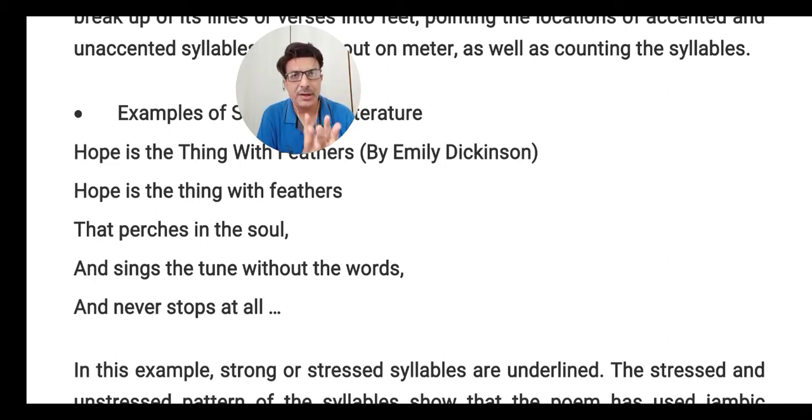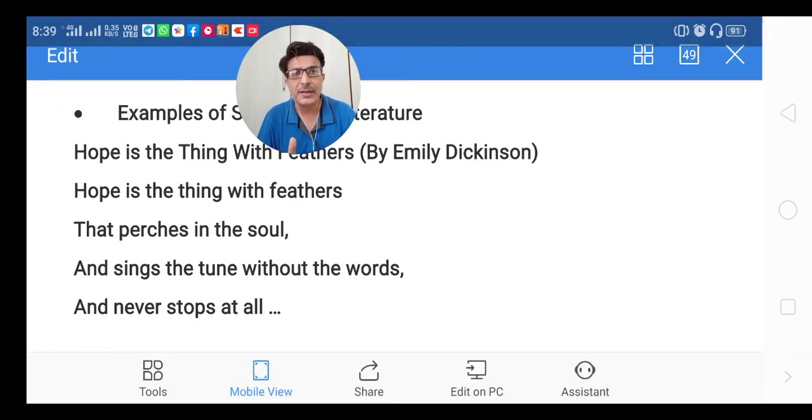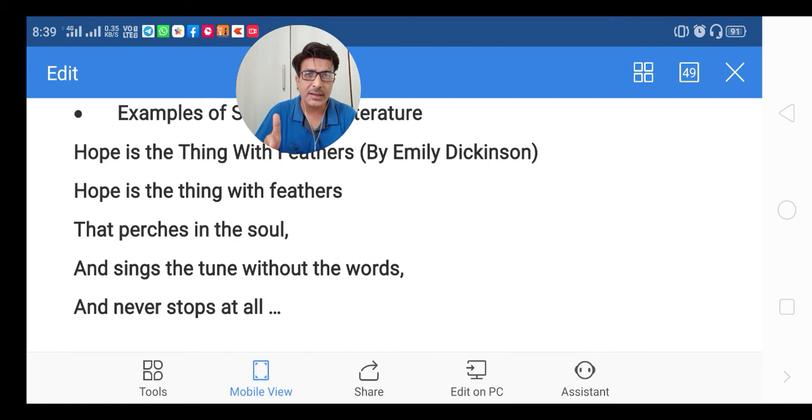So when you want to do some scansion of any poem, the first job is to find out how many syllables are there in each line. Number two, which syllables are stressed and which are unstressed. In other words, which syllables are strong and which ones are weak. Considering this, you get a proper rhythm, whether it is a rising rhythm or a falling rhythm.